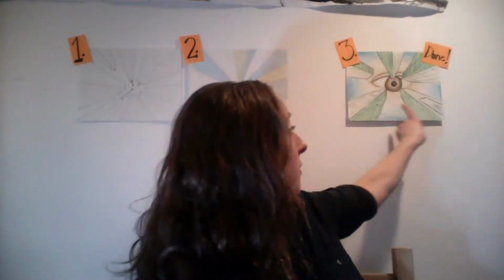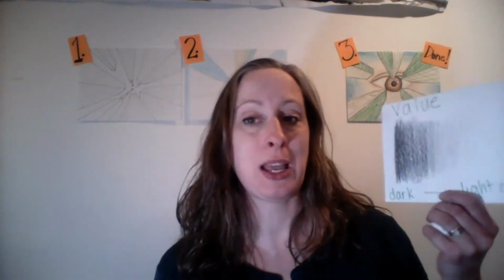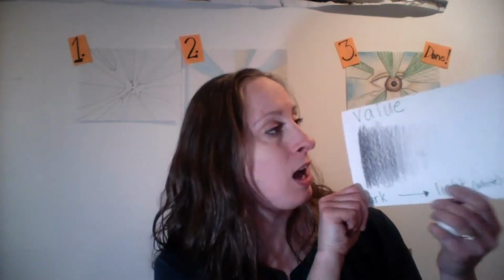Same with the rectangular prism, which is what we're going to be creating. We're going to be creating lots of three-dimensional rectangular prisms, which are implied. They're not actual. They're going to be a picture of. So we're creating that illusion of something that's three-dimensional. But this time, instead of using line, we're going to use value. Okay, so value, we know, is the lightness or the darkness of a color.